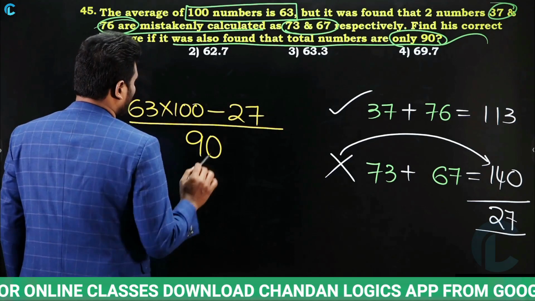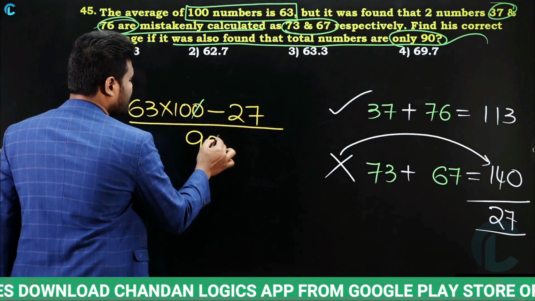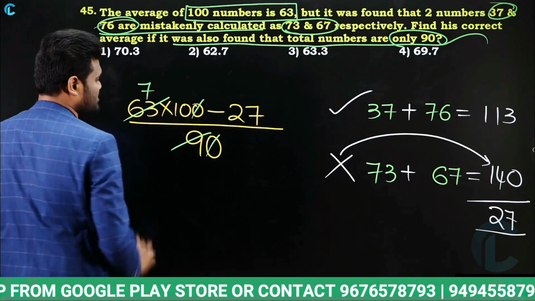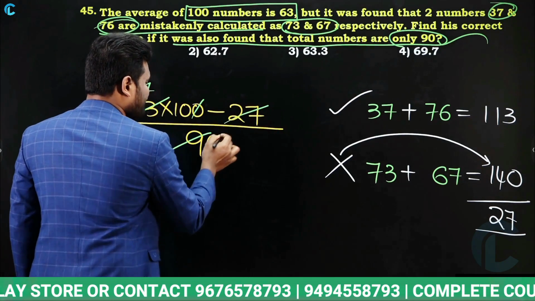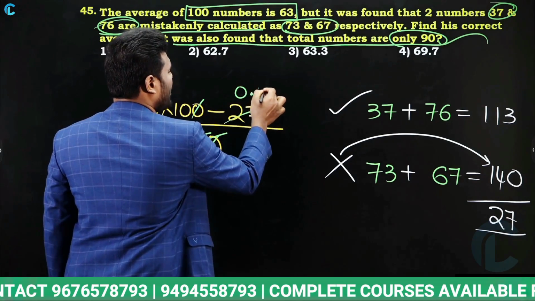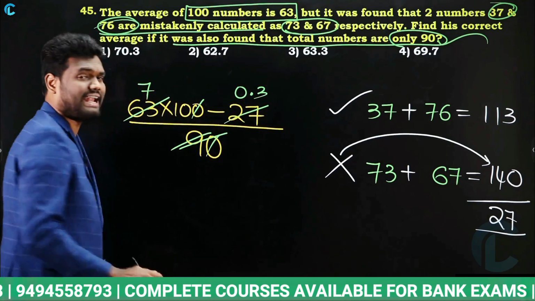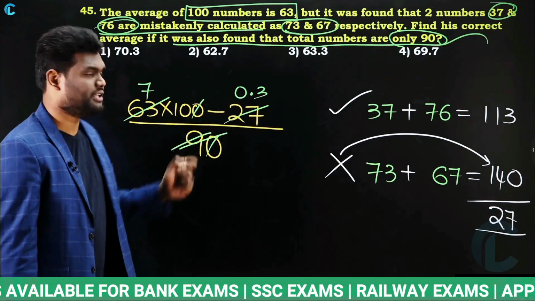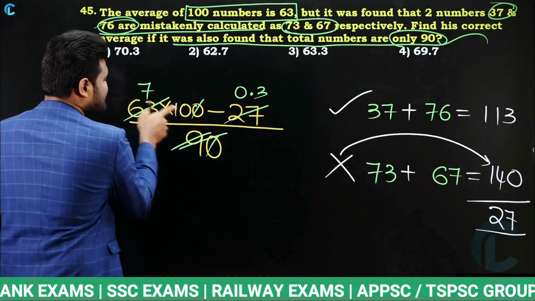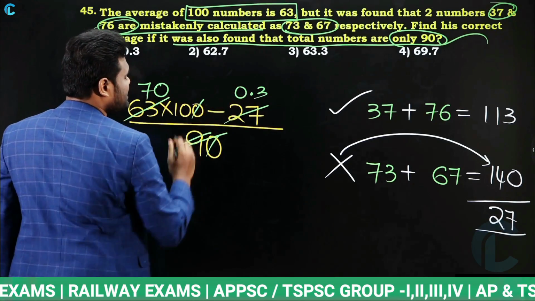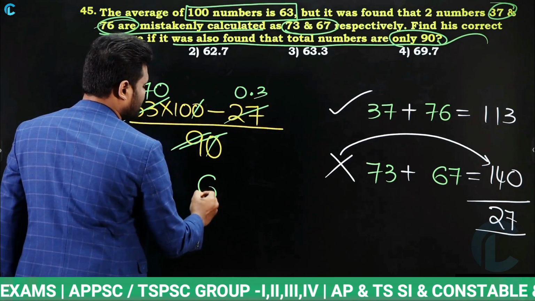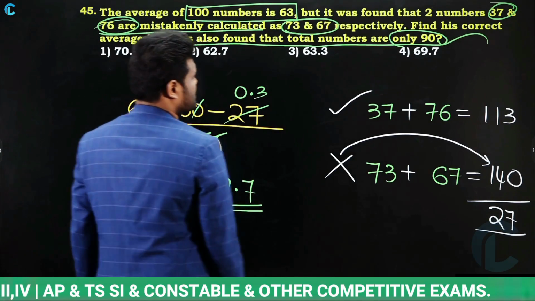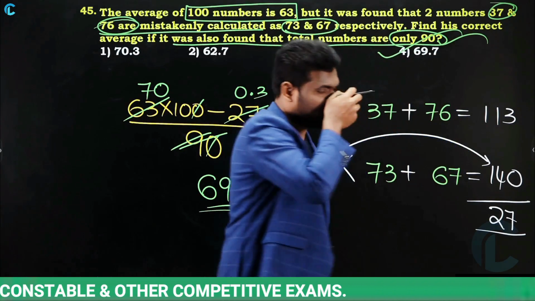Okay, if you are going to calculate, what is going to happen here? 0 and 0 get cancelled. Now, 63 cancels in 9. How many times? 7 times. Yes or no? Similarly, 27 by 90 is nothing but 0.3. Why? Because 27 by 9 is 3 times. But this is not 9, it is 90. So, that is the reason, 0.3 times. Now, the correct average is going to be 7 into 10, 70 minus 0.3. 70 minus 0.3 is nothing but 69.7. So, the correct average is nothing but 69.7, which is option 4.